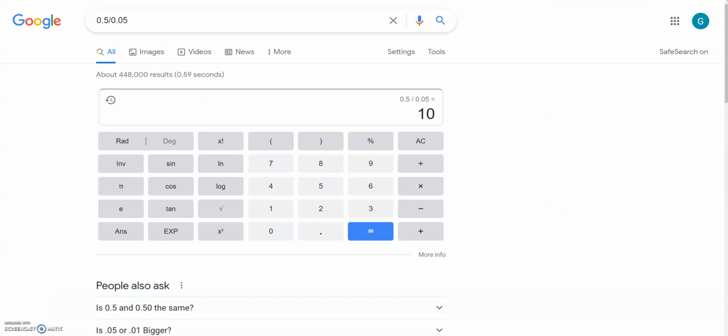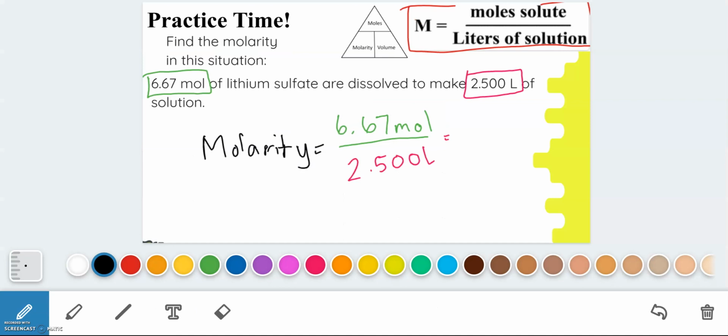Again, we divide those two numbers. It is 2.668. I'm just going to put 2.6 or 2.7. I'm going to round, kind of lazy like that. You know me. So 2.7 molarity is our answer.